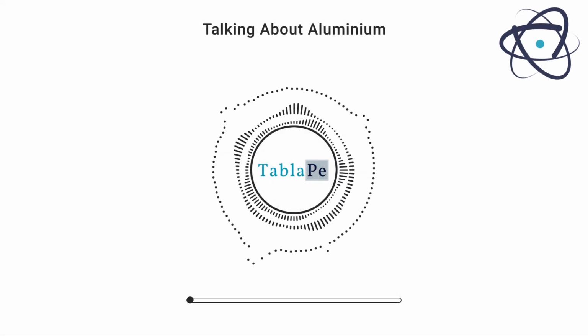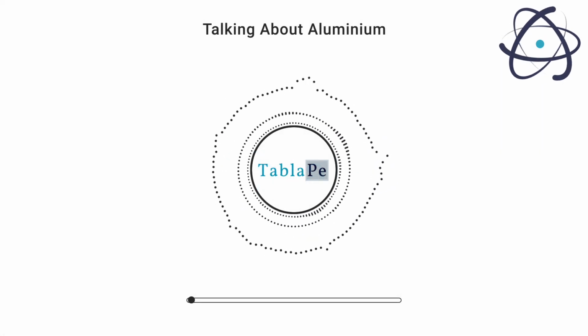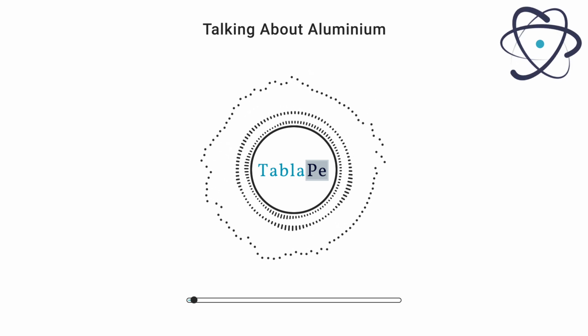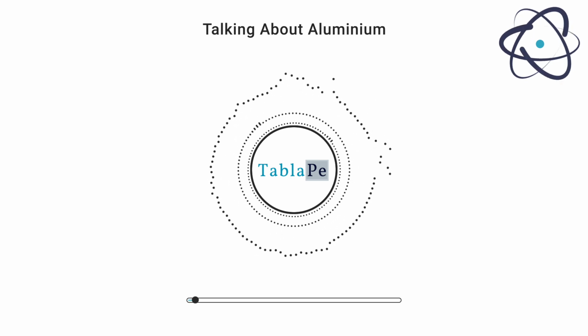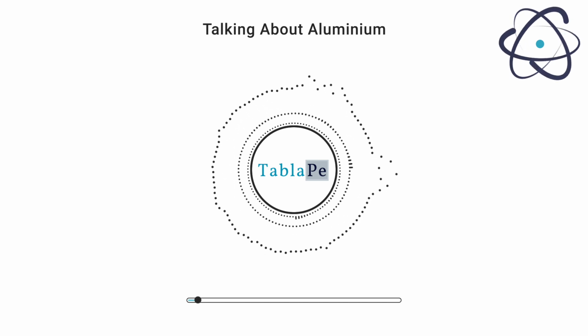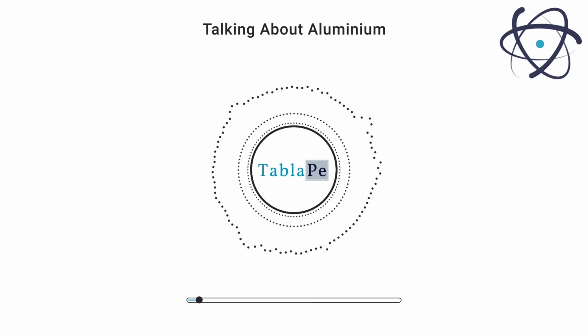Aluminum atom is composed of 13 protons, 14 neutrons, and 13 electrons. This element is relatively inexpensive. One study estimates that it takes only 5% of the energy to produce a primary metal to recycle it. That's better for the environment.